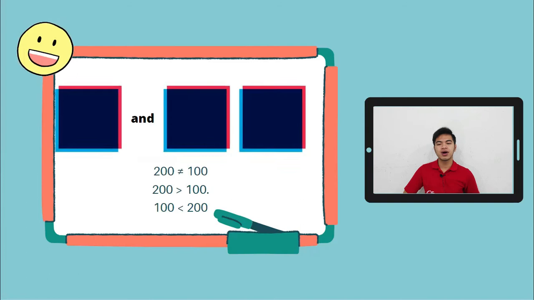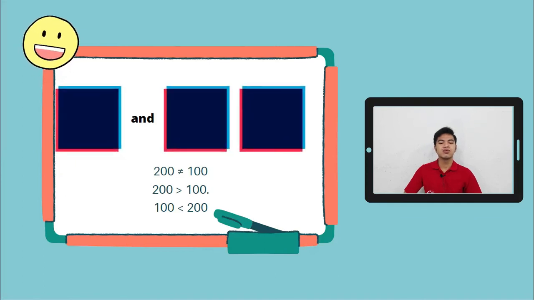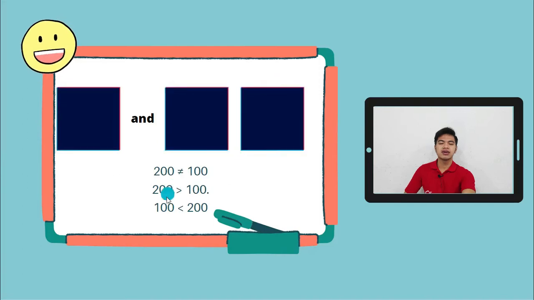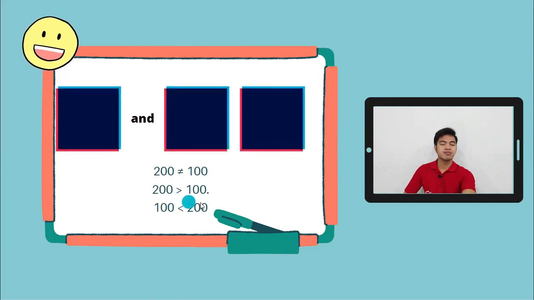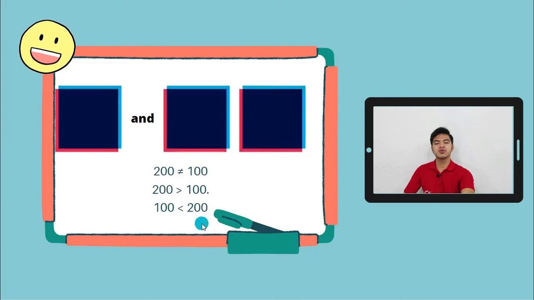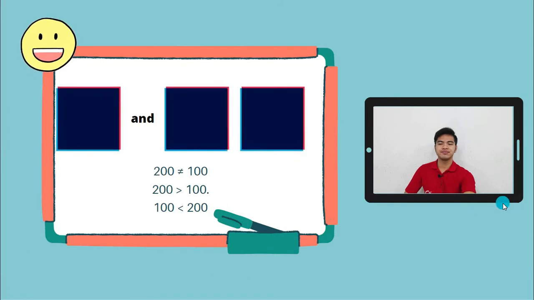And we also have here one big square on the left side and two big squares on the right. And they are not the same. So therefore, we're going to write 100 is not equal to 200. Or we can also say 200 is greater than 100 because 200 is bigger than 100. And also we can say 100 is less than 200 because 100 is smaller than 200. So that's how we do it.